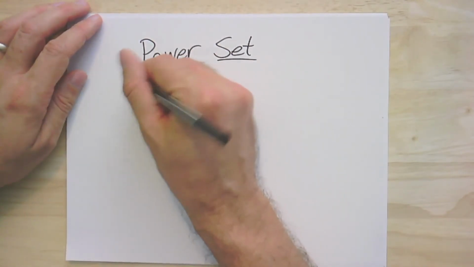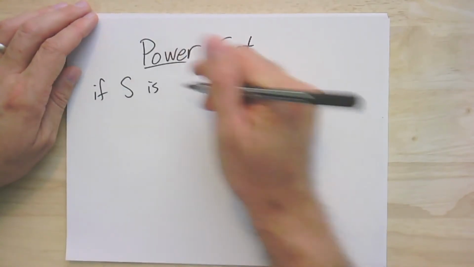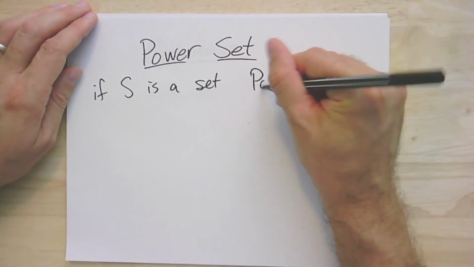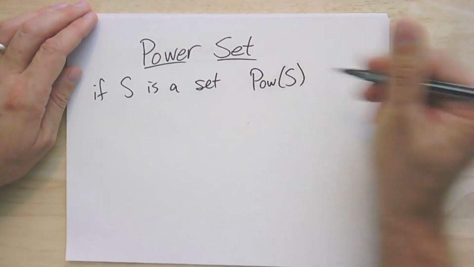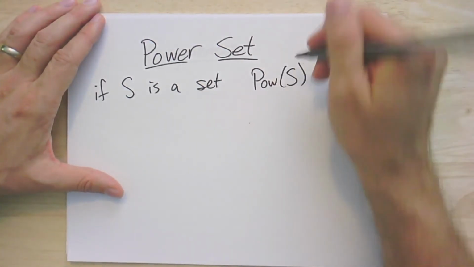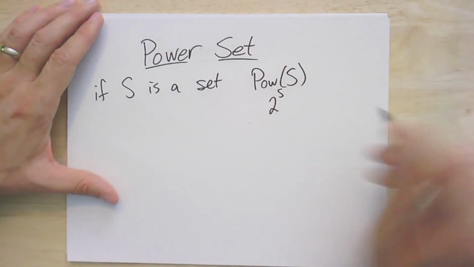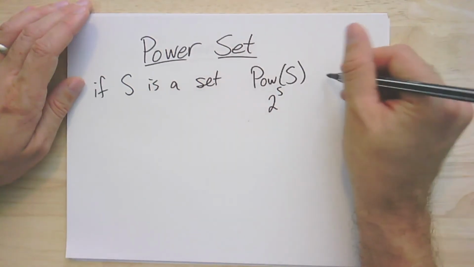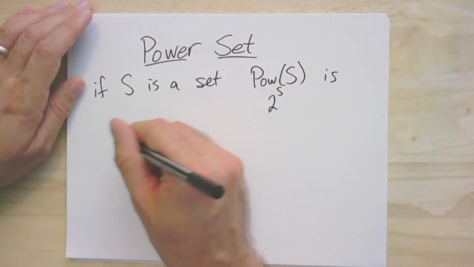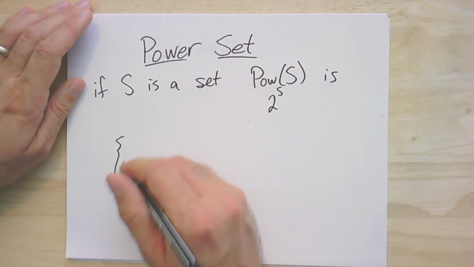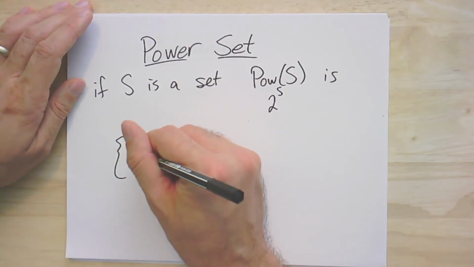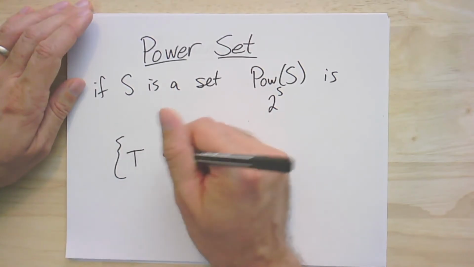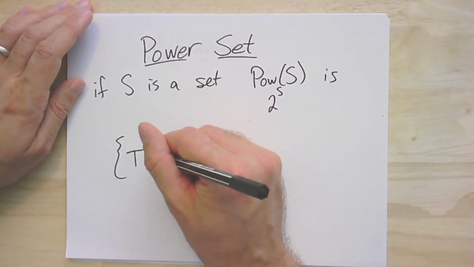So if S is a set, then the power set of S, which you'll sometimes see written as 2 to the S, is defined to be the set of all subsets. So we might just write it like this.